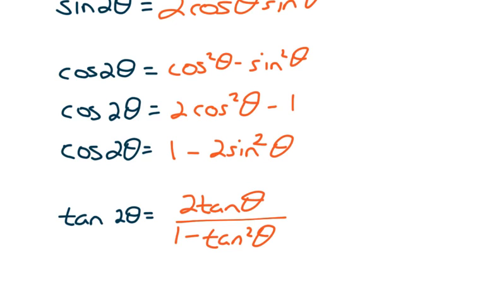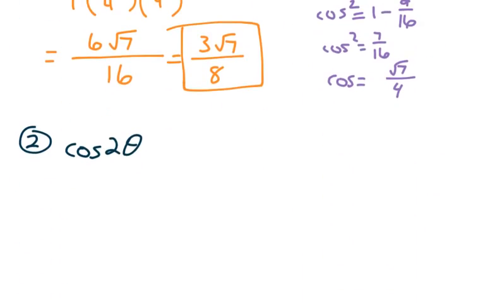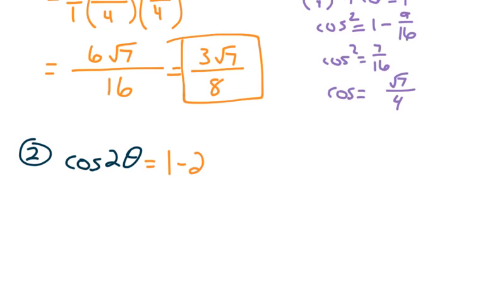Does that mean you have to use that one? By all means, no. But just understand that since this one only had sine, we were given sine, to me it makes sense to use that one. So we'll say that cosine of 2 theta is equal to 1 minus 2 sine squared of theta.